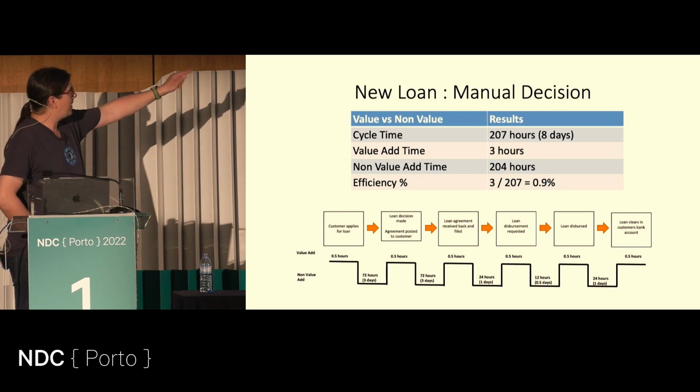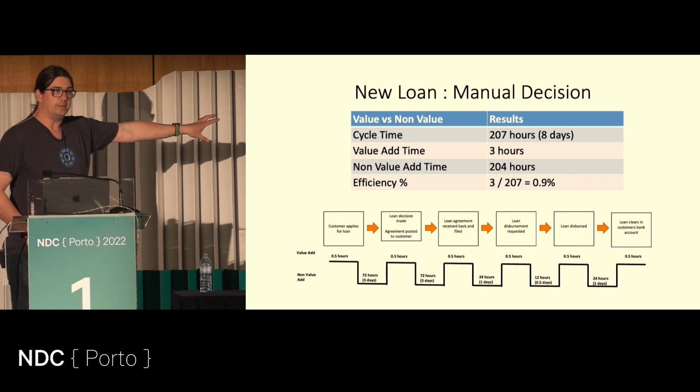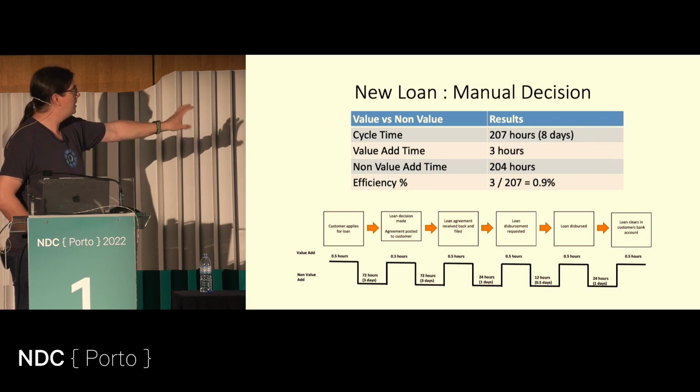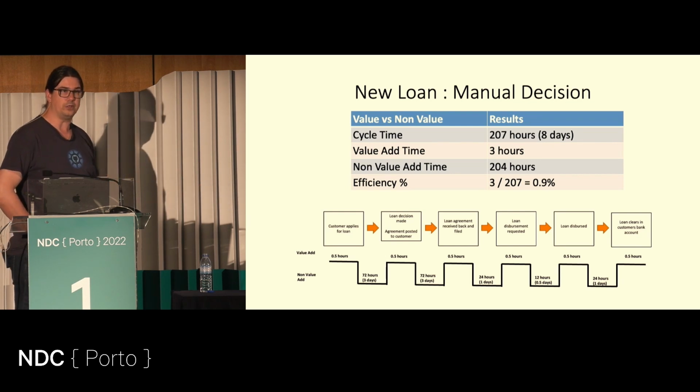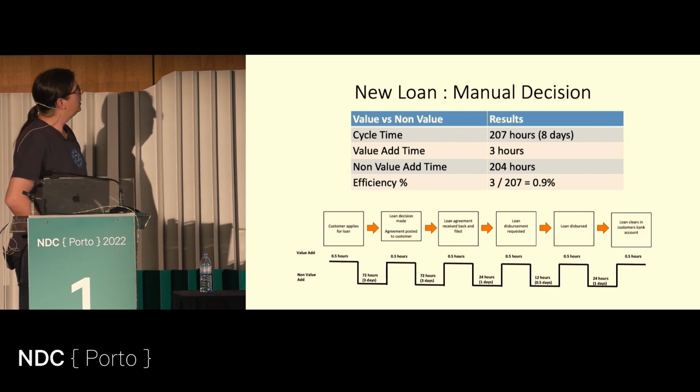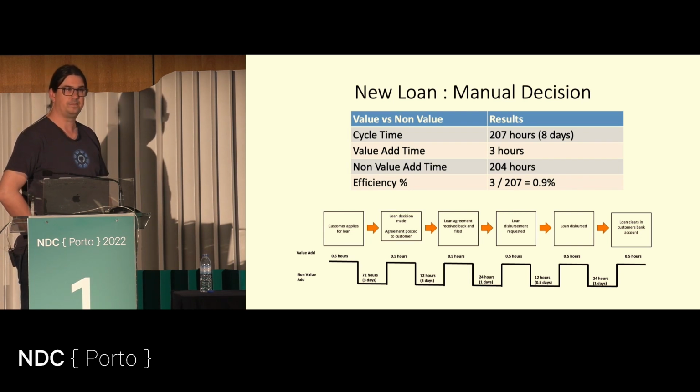So the actual value added time, where actual good stuff is happening that's useful to your loan application, is about 3 days worth of work. But non-value added time is 204 hours. That's just wasted time where you're just waiting for stuff to happen. Posts to be delivered, letters to be delivered to in trays, that sort of thing. Which means your efficiency for that process is 0.9%, which I think you can all agree is terrible.